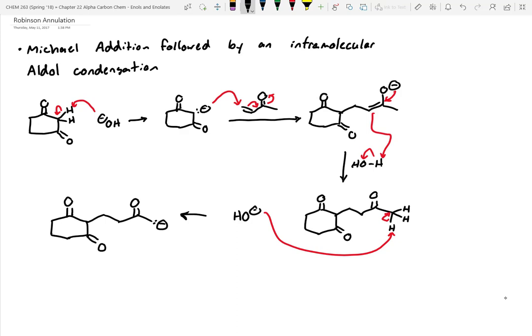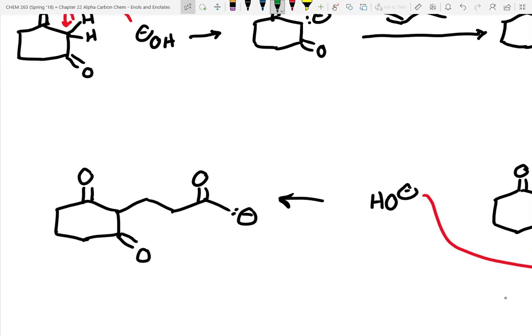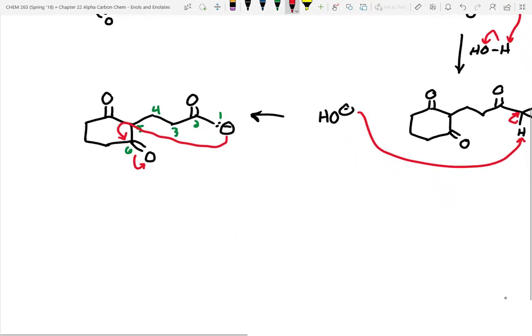So now we've got to find the carbonyl that's 6 carbons away, and we've got a choice for this one, but we know it's got to be one of the ones on the ring. So I'm just going to pick this lower one right there. It doesn't really matter because it's a symmetric molecule. And this can swing around and do an intramolecular aldol addition. So it's going to attack there.